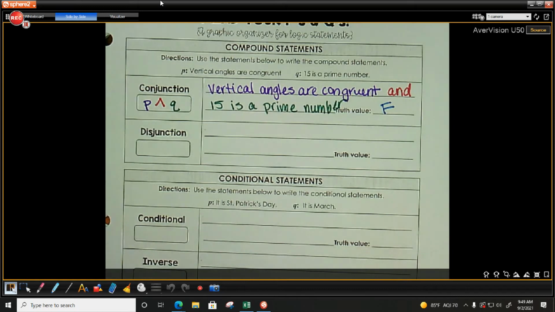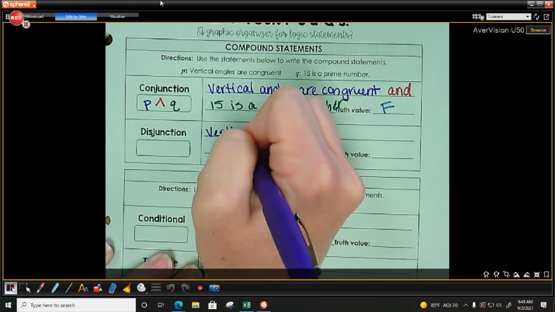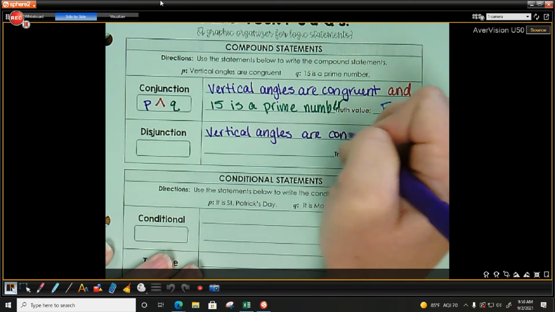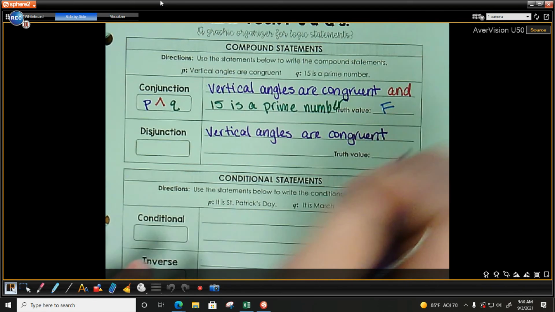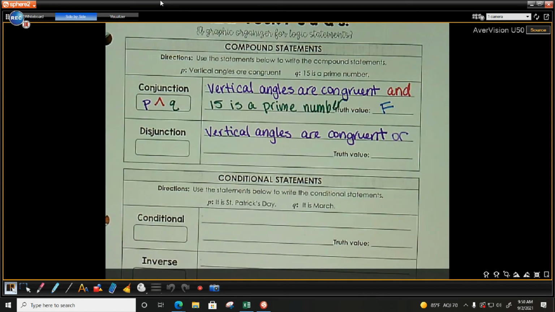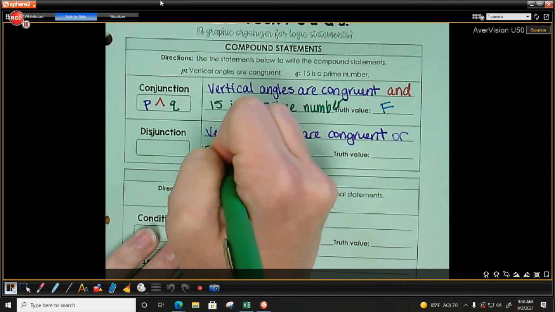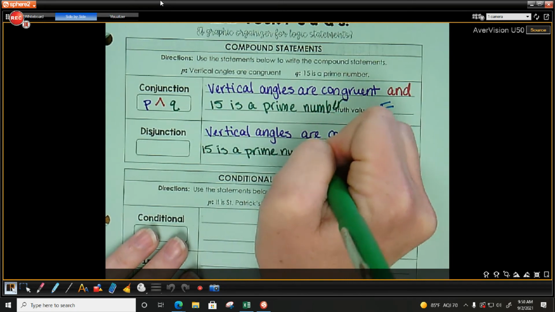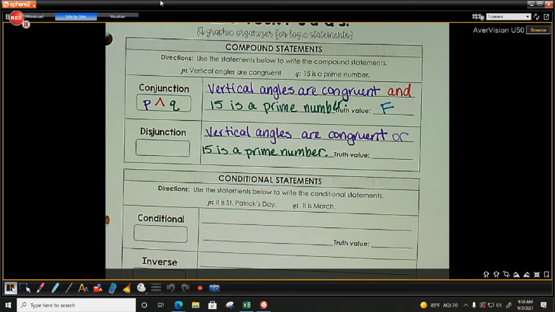Now a disjunction: vertical angles are congruent or 15 is a prime number. So your conjunction is both have to be true. Your disjunction is one is true or the other is true.